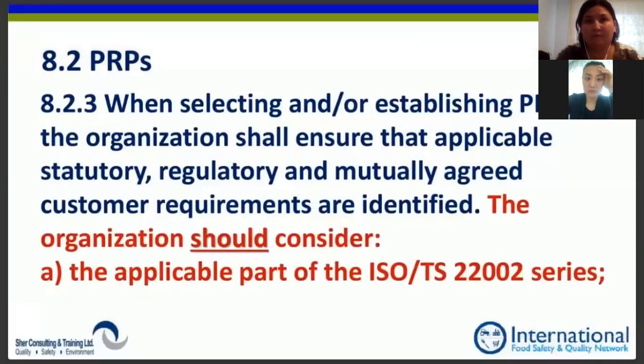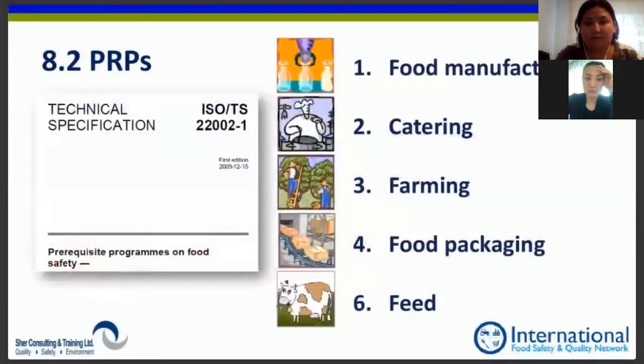I want to remind you that the ISO Technical Specification 22002 series is a way to spell out the PRPs for those organizations that have not developed their own. And it's very similar to the BRC requirements, the IFS requirements, SQF requirements, just a list of requirements included in 22002. The great thing I love about 22002 is that it's delivered to us in 5 different formats according to where we are in the food chain. So food manufacturing, catering, farming, food packaging, and feed, 1, 2, 3, 4, and 6. If anybody's wondering where 5 is, 5 has been suspended currently.